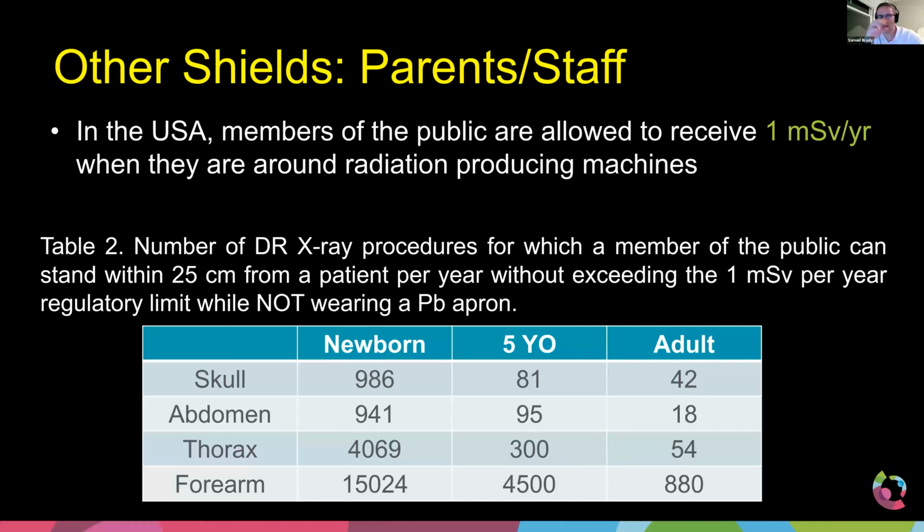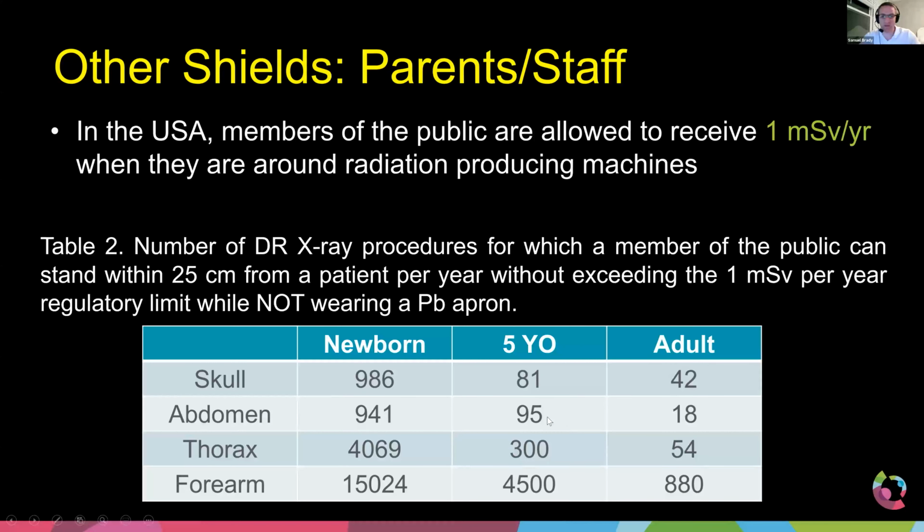So what does that mean? In the US, we have a law that says if you're in the hospital and you're around X-ray equipment, a member of the public, so not a worker, can only receive up to 1 millisievert per year of radiation exposure. So if that is the absolute limit, how many procedures could they, in theory, stand next to? Let's say you're a mom or a dad and you have a 5-year-old child, how many times could they go into a room and stand 25 centimeters away, right next to the patient, during imaging of the skull, abdomen, thorax, or forearm? And that's what these numbers represent.